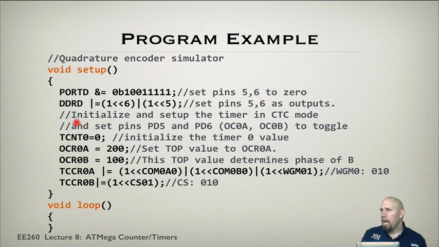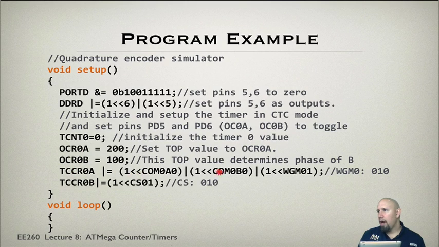Now we're going to initialize and set up the timer in the counter timer compare match mode, and set these bits to toggle. So we're going to first initialize the counter to 0. It's always a good place just to know where you're going to start. Otherwise, who knows what's in that register? It should be 0, but if we set it to 0, then you know it's exactly 0. Then we set output compare registers A and B to their appropriate values. We saw how that worked before, and so that's what those are.